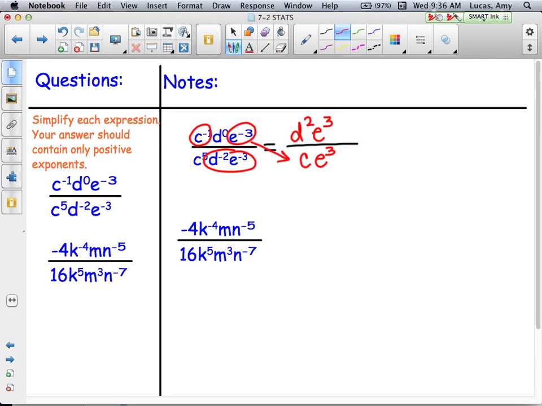And then what gets to stay where it was? D to the 0 power and C to the 5th power. Now D to the 0 power equals 1, so I don't need to worry about that. I can expand the rest.